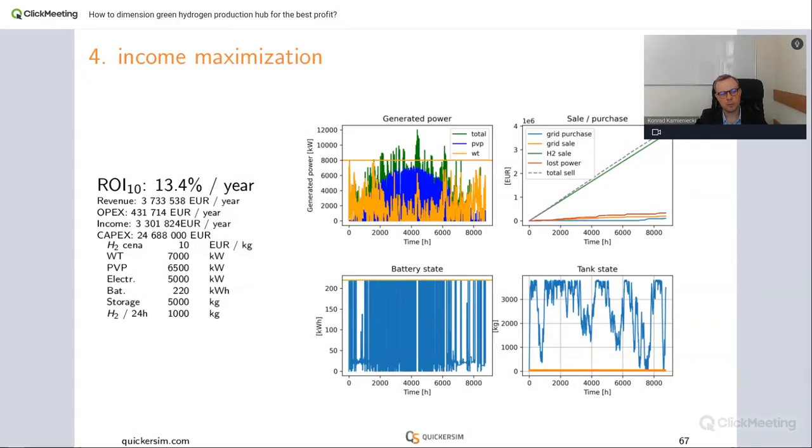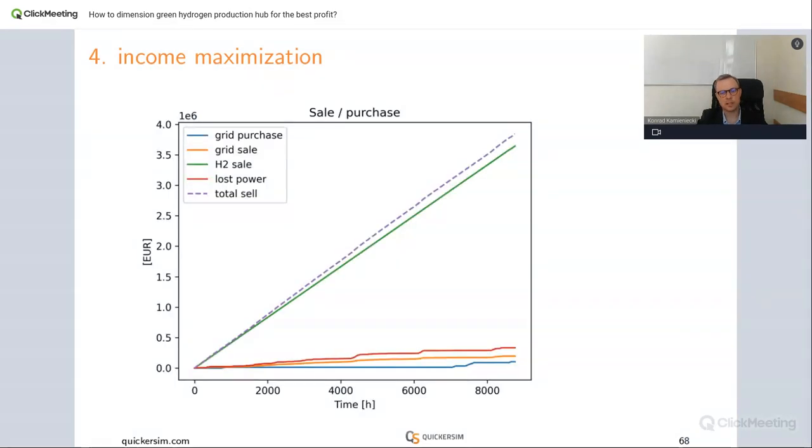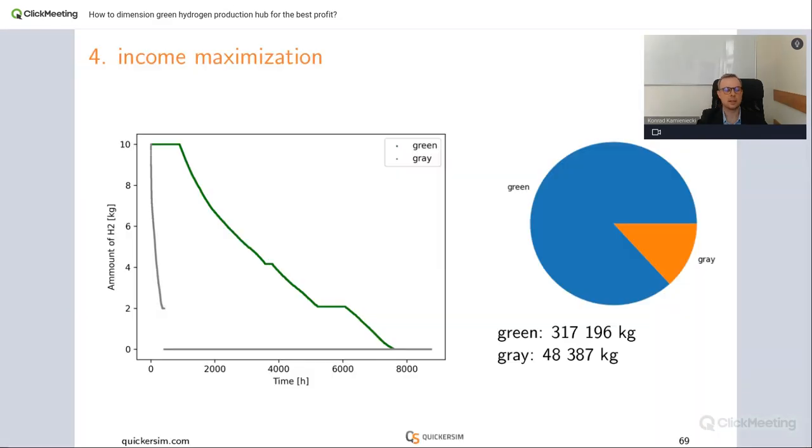I hope you remember the last income was 3.1. So we have a slightly higher income, but we have a different capex. So the total return on investment is a little different, and we can also see the parameters of the installation there. We can see some charts of sale and purchase in this installation. We can also see how much gray and green hydrogen we produce. We have a slightly better proportion between gray and green hydrogen for that particular installation.